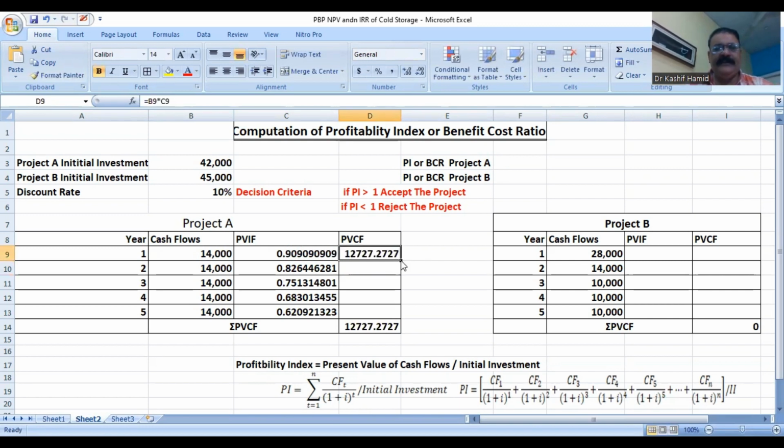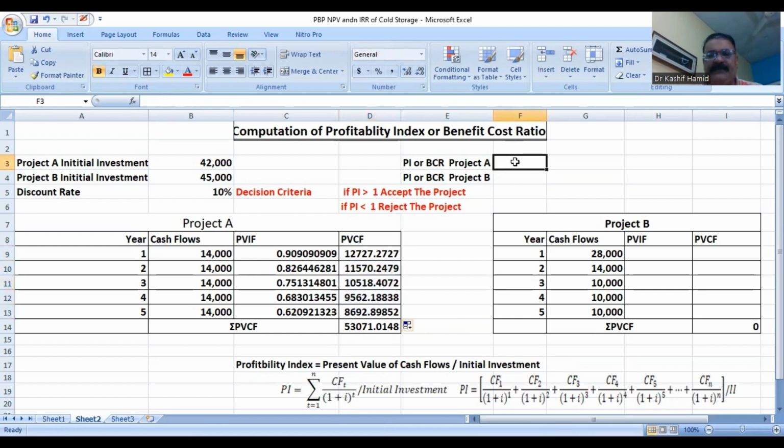Then we will drag these values and we will get the summation, and the summation is 53,071.0148. Now we will compute the benefit cost ratio or profitability index for project A. We have got the present value of cash flows divided by initial investment of project A, and we got the profitability index ratio for project A, that is 1.26.